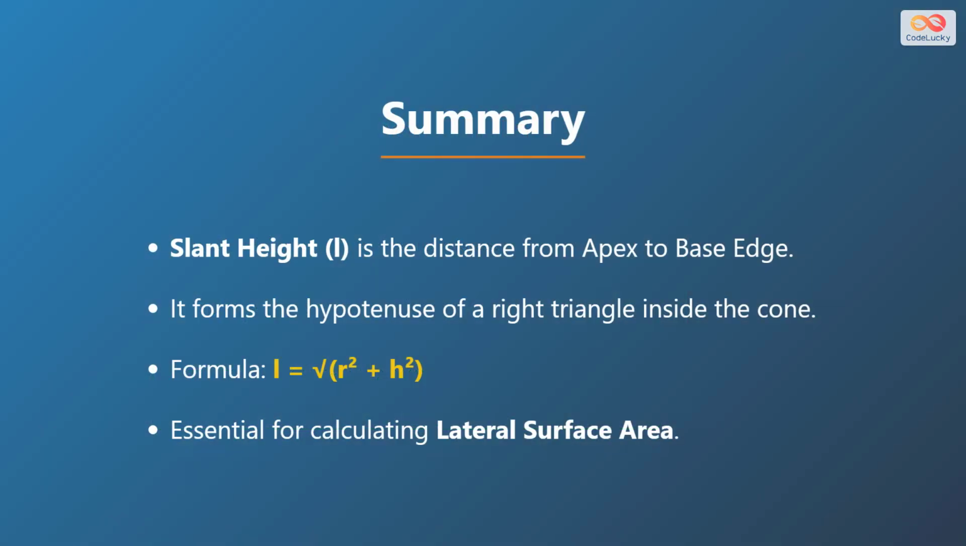To summarize, slant height is the distance from the apex to the edge of the base. It creates a right triangle with the height and radius. You can calculate it using the Pythagorean theorem, and you need it to find the surface area of the cone.